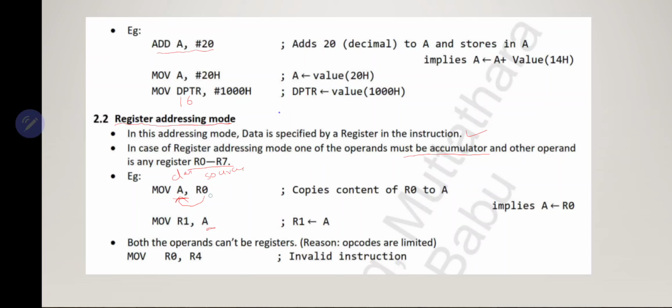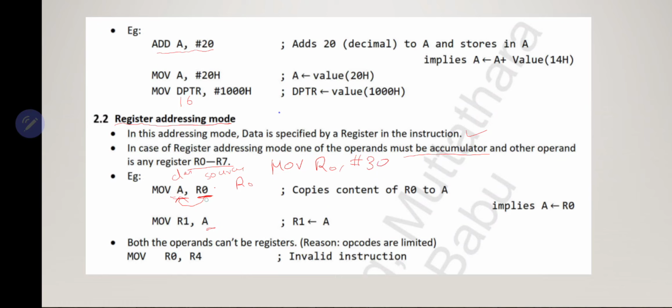Here MOV A, R0 means this is the destination position and this is the source position. The data in R0, which is a register, is moved. For example, MOV R0, #30, so the register has the value 30.